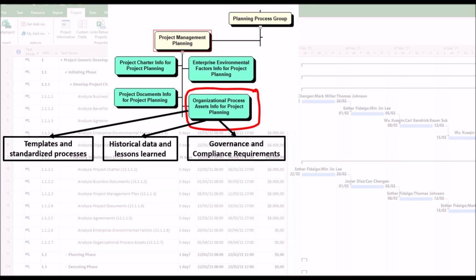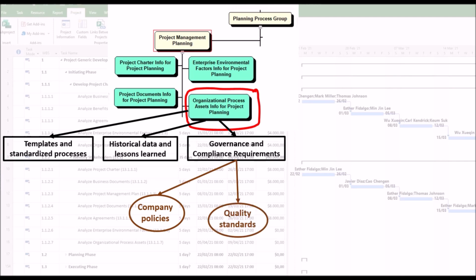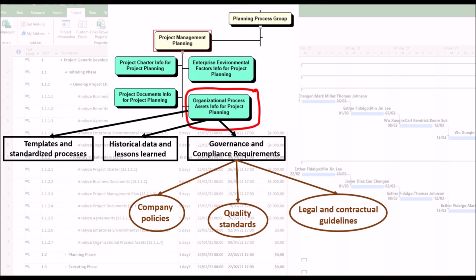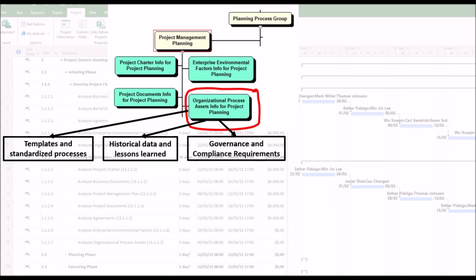3. Defines governance and compliance requirements. Includes company policies, such as approval hierarchies and audit requirements. Quality standards, such as ISO or Six Sigma checklists. Legal and contractual guidelines, such as procurement rules. As an impact, it ensures that the project complies with organizational and regulatory standards.